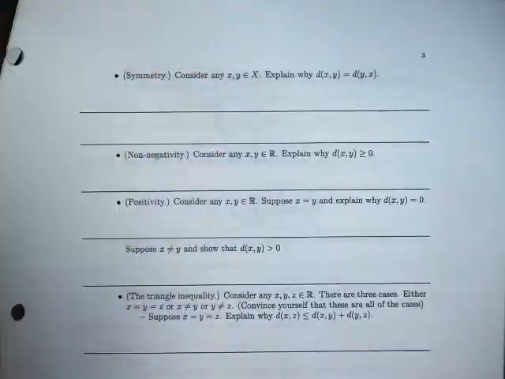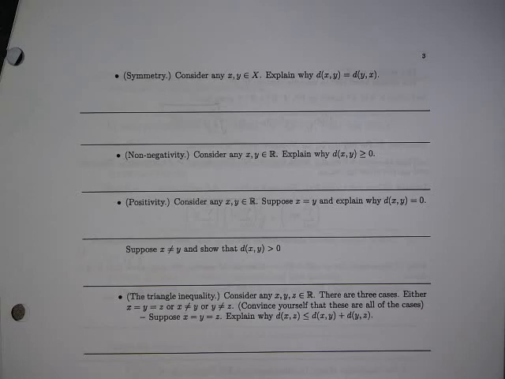So let's do it. Consider any x and y in X. Why should the distance from x to y be the same as the distance from y to x? Well, how about if we just try to compute both sides using a case-wise argument? All right, there are 2 cases. Either x and y are the same or they're not the same. There's no inequality we can use.